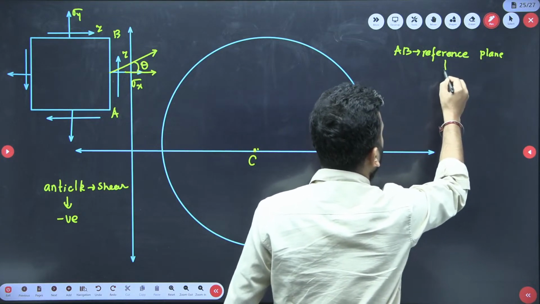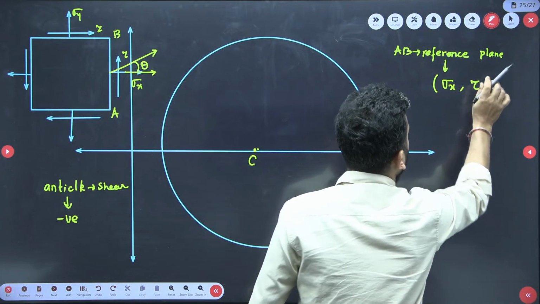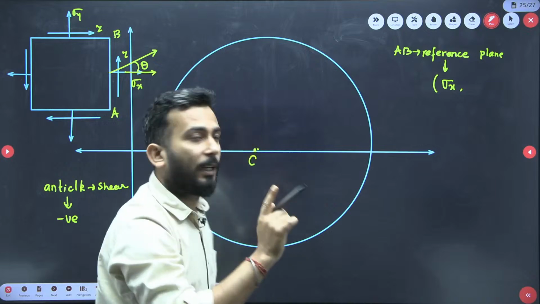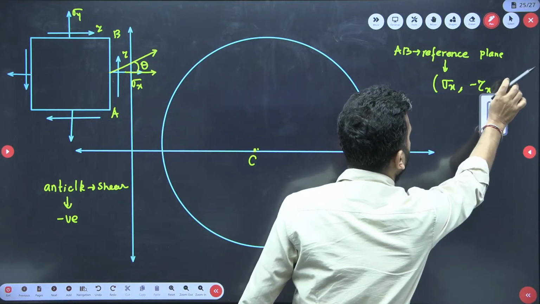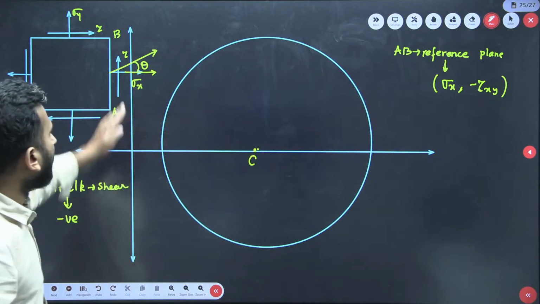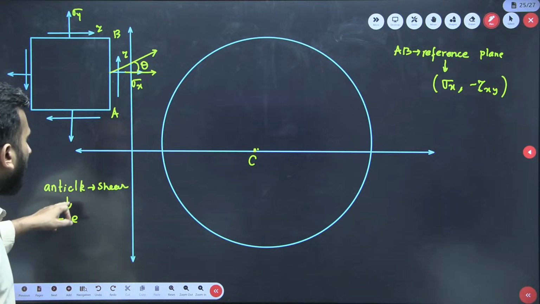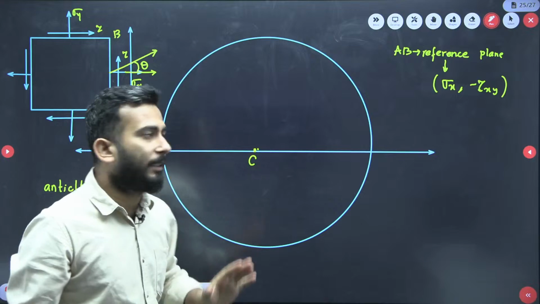What is the state of the stress? The state of the stress is sigma x comma, now I should not write tau, I should write minus tau. Why minus tau xy? Because just now I have told you that if it is anti-clockwise shear, it will be negative. So this is anti-clockwise shear, so I have to consider it as negative.